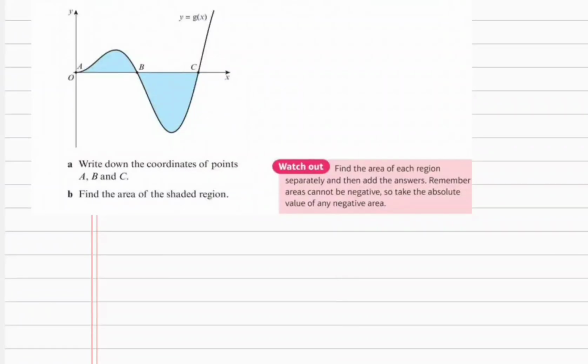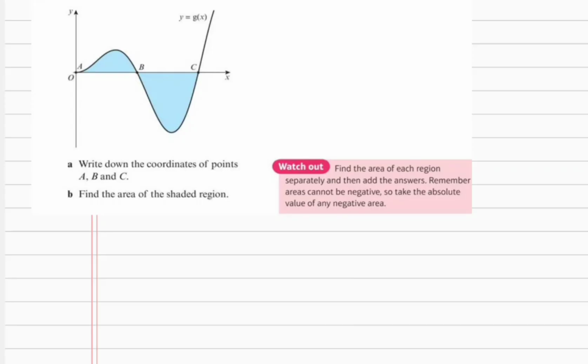So in this video is an exercise 11H question 5. So we have the diagram, which is a sketch of the curve with equation y is equal to x sine x. And in part A, we want to write down the coordinates of points A, B, and C, which are basically the roots of this sine graph.